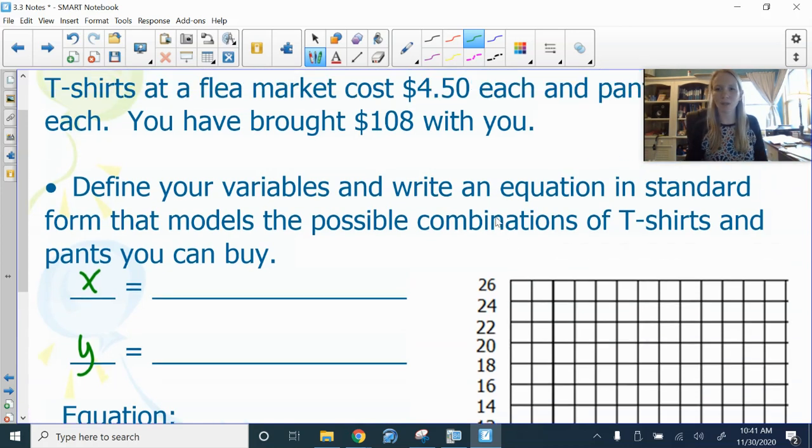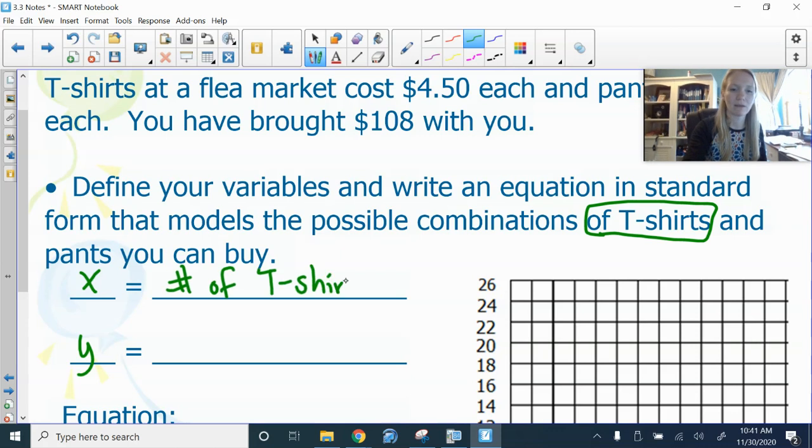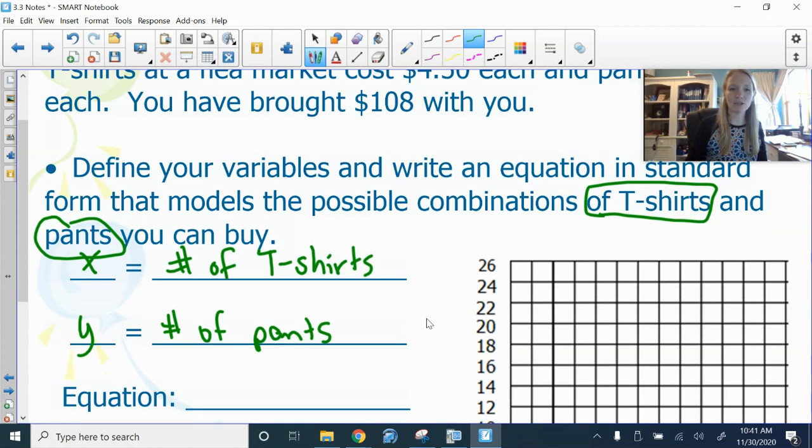In this problem, it says to write it in standard form that models the possible combinations of t-shirts and pants you can buy. It doesn't say function this time, but it's really just telling you that one of your variables is going to be your number of t-shirts. And I actually like standard form better when we're doing this because it's faster. So we have t-shirts and pants. Those are our two values.